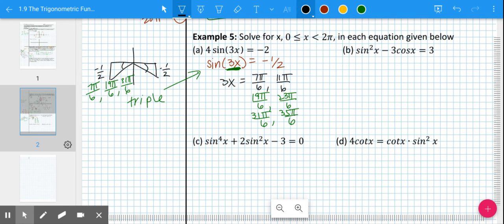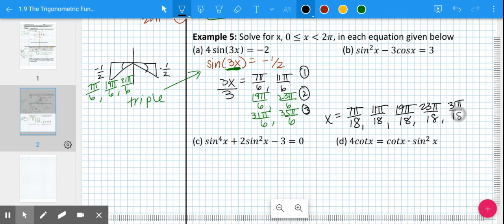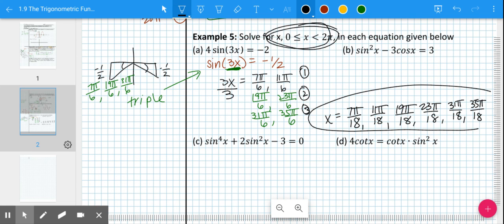Now that I have 3 rounds of answers, my original trip around the unit circle, my second round, and then a third, now I'm going to divide everybody by 3, and that'll get me my 6 solutions. So these solutions should look like 7 pi over 18, 11 pi over 18, etc. 19 pi over 18, 23 pi over 18, 31 pi over 18, and finally 35 pi over 18, bringing all of my answers to values that are still between 0 and 2 pi, because even my biggest one is still less than 2 pi, so they all fit in my restrictions.